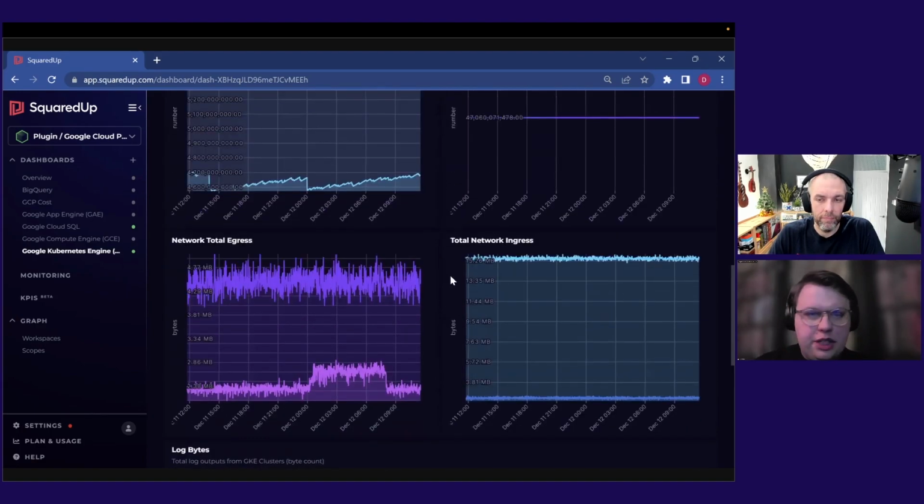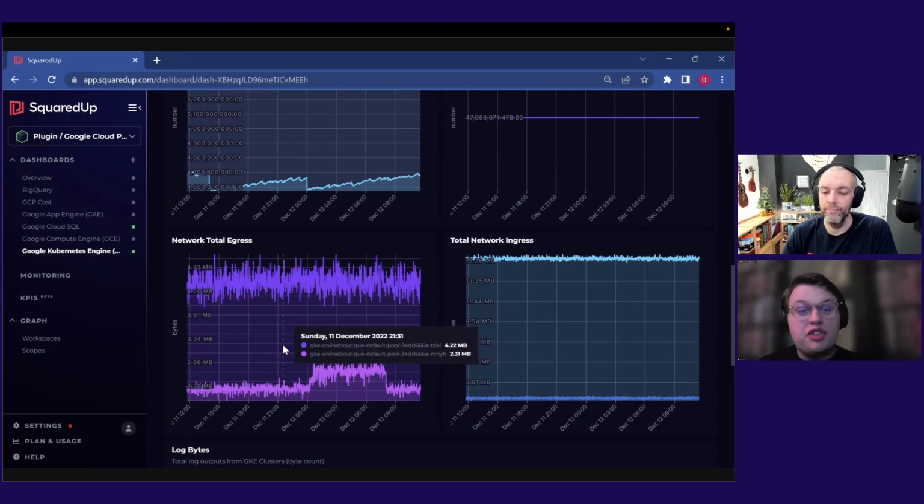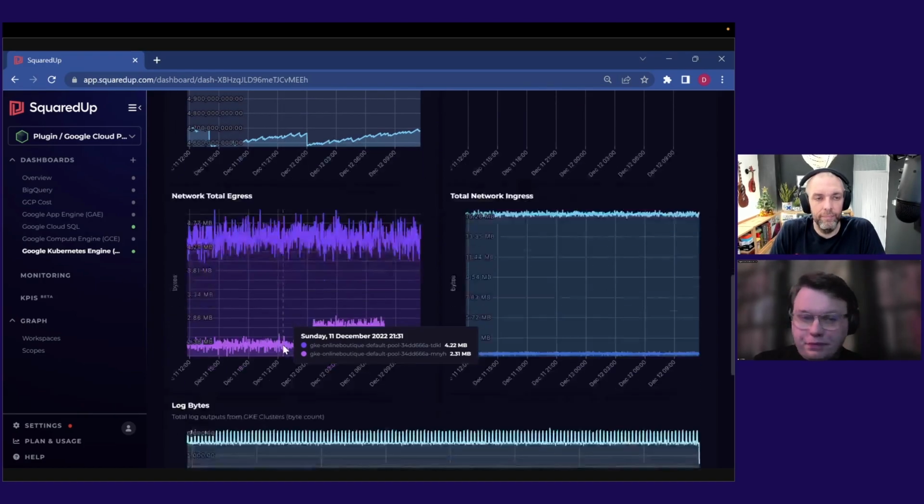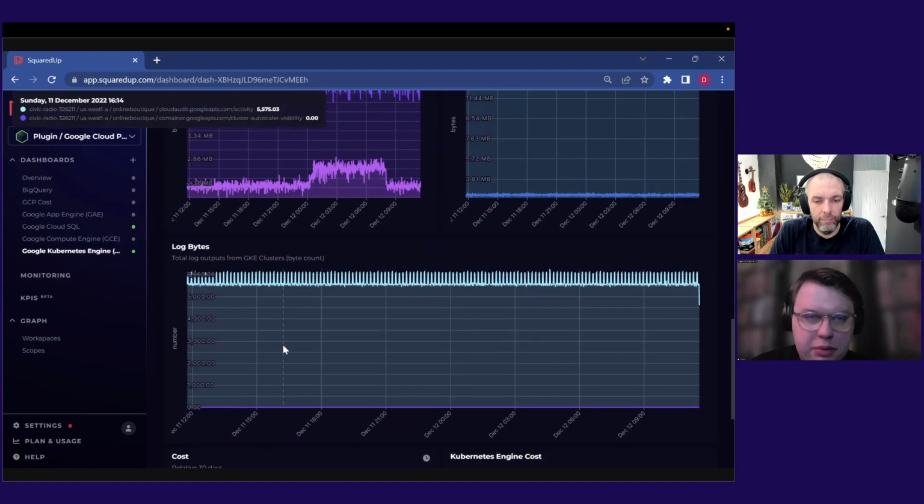Also, for GKE and obviously with GCP in general, network egress cost is quite an important factor as well. So for example, if this shoots up and stays at a really high point for whatever reason, it's worth investigating, because it could be costing you more money than you need to be spending. So really useful to understand that metric. And then just at the bottom here as well, I've got a few more.